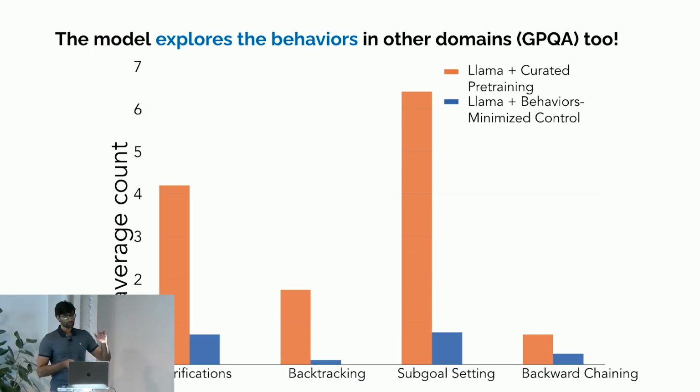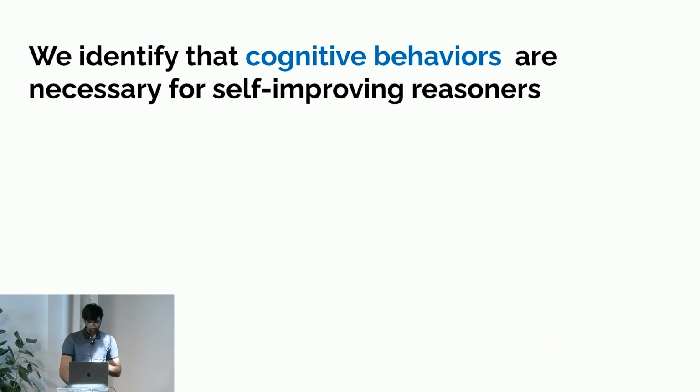Here, we evaluated the two models that we continually pre-trained, the LLaMA plus curated pre-training and LLaMA plus behavior minimized control, on an evaluation set called GPQA, which is a science data set. So this is fairly different from math. This requires a whole bunch of science. While we didn't see any accuracy improvements, we did see contextual activation. As you can see here, verification and backtracking showed up quite a bit, and surprisingly, subgoal setting seemed to show up quite a bit when evaluating on this GPQA data set.